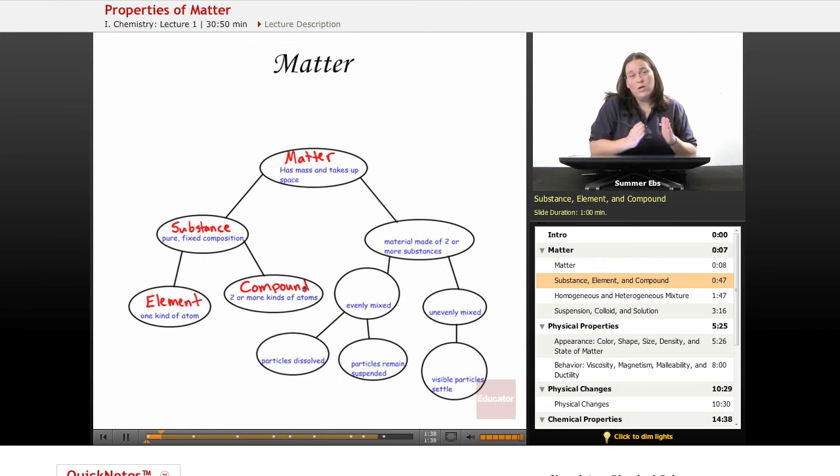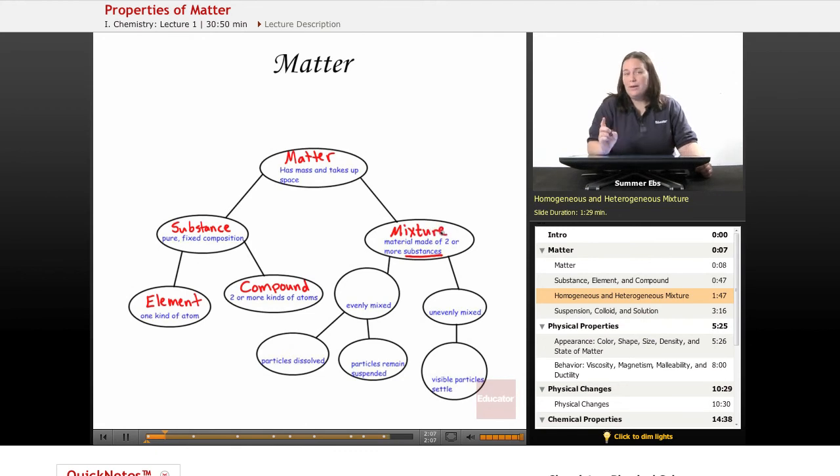But for now, what you need to know is a pure substance. You can have a pure element or a pure compound, and these are not mixtures. They're what they are. On the other hand, when you have material made up of two or more substances, now there's that word substances, so we're looking at material made up of two or more elements or compounds, because that's what a substance is. That kind of material is called a mixture.